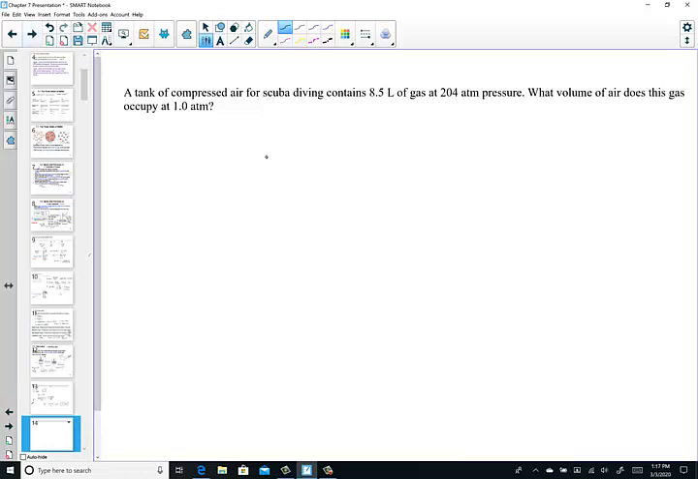A tank of compressed air for scuba divers contains 8.5 liters. The pressure is 204 atmospheres. What is the new volume if this gas occupies a pressure of 1 atmosphere? Well, that's a significant drop, isn't it?